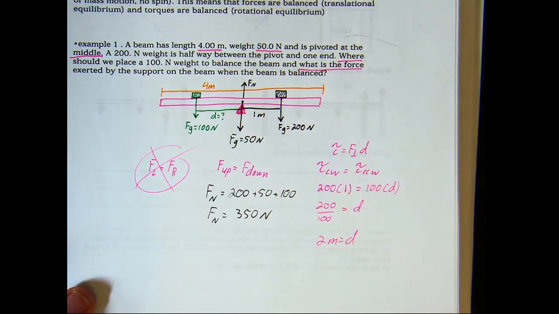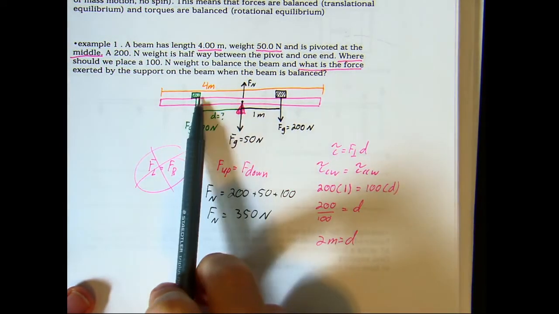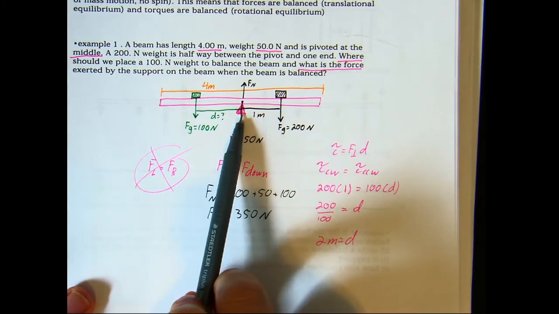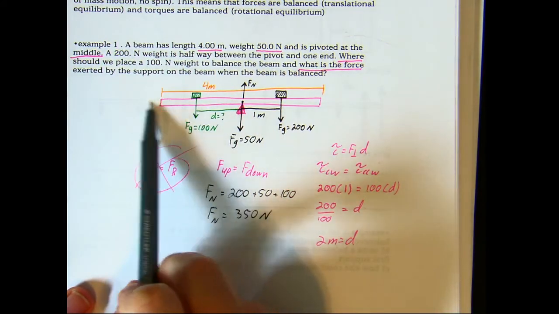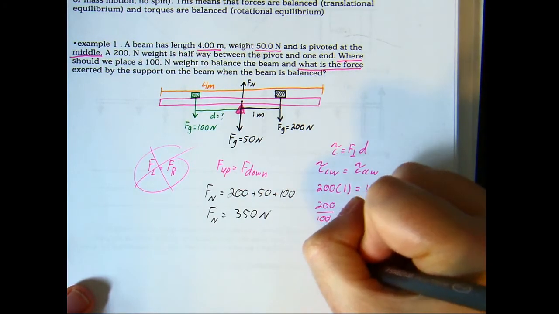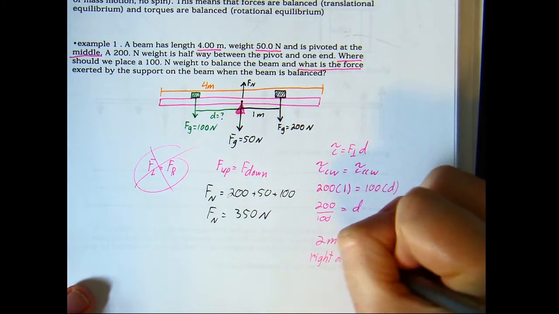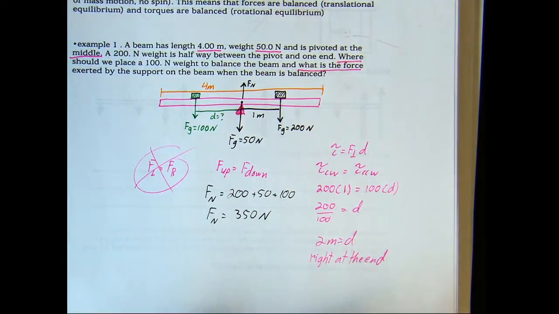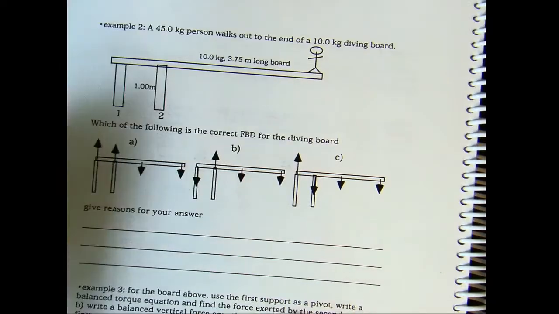So what does that tell us? Well, this object has to be placed 2 meters from the pivot. Pivot's right there in the middle, so 2 meters out, it's going to have to be placed right here at the end. That's it. Relatively straightforward, I think. Just a couple more examples, and then give you guys some practice.